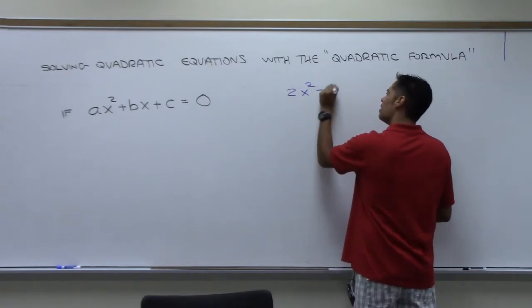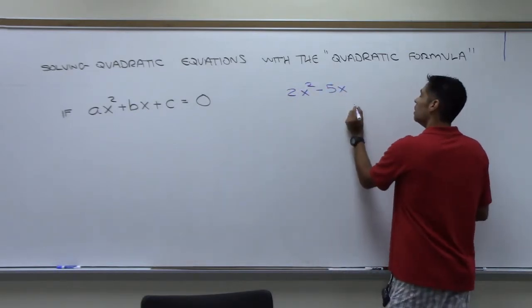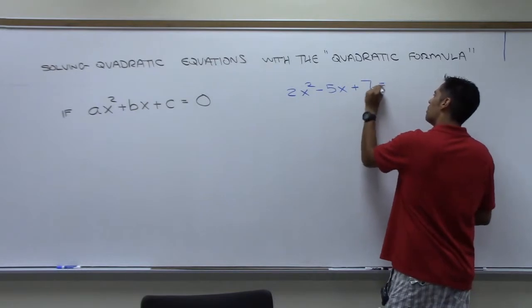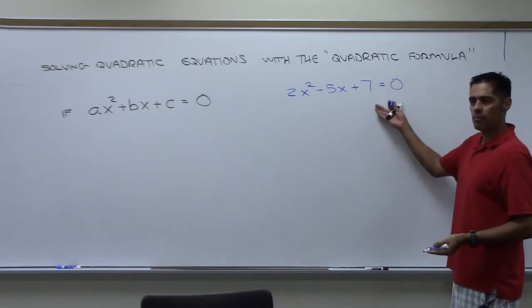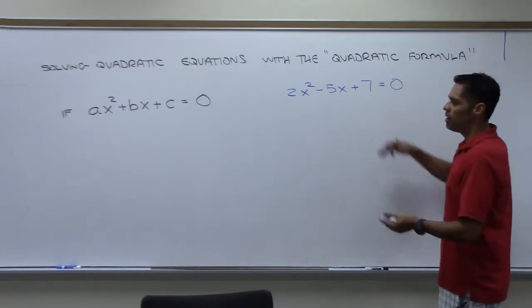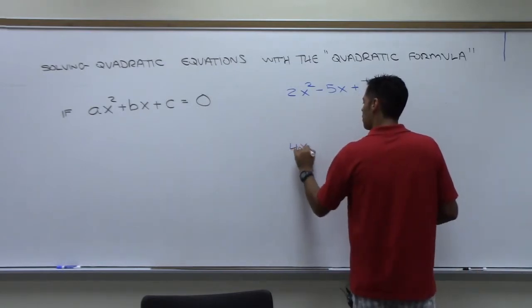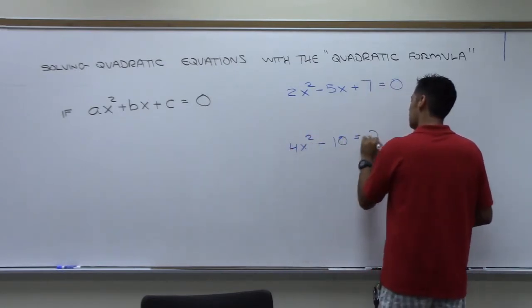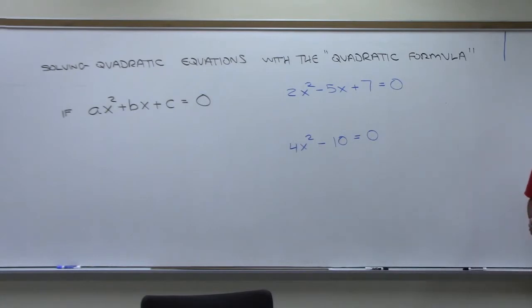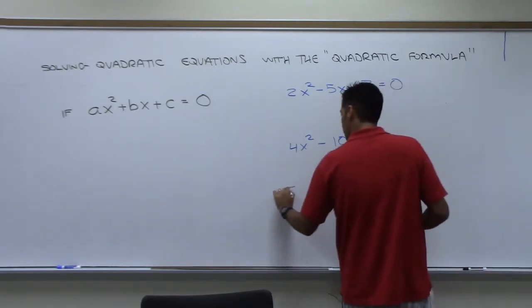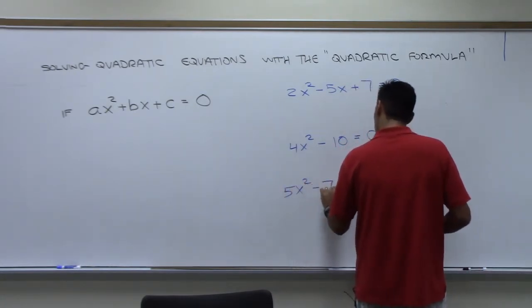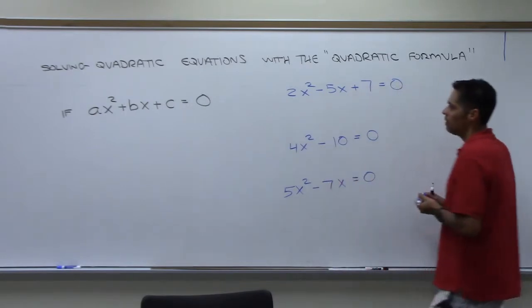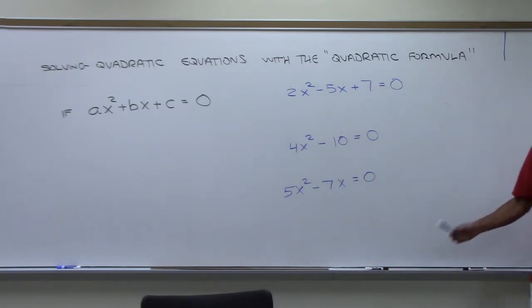2x squared minus 5x plus 7 equals 0. That's a quadratic, right? Let me give you another example below this. 4x squared minus 10 equals 0. Here's another quadratic. 5x squared minus 7x equals 0. Those are three quadratic equations, aren't they?